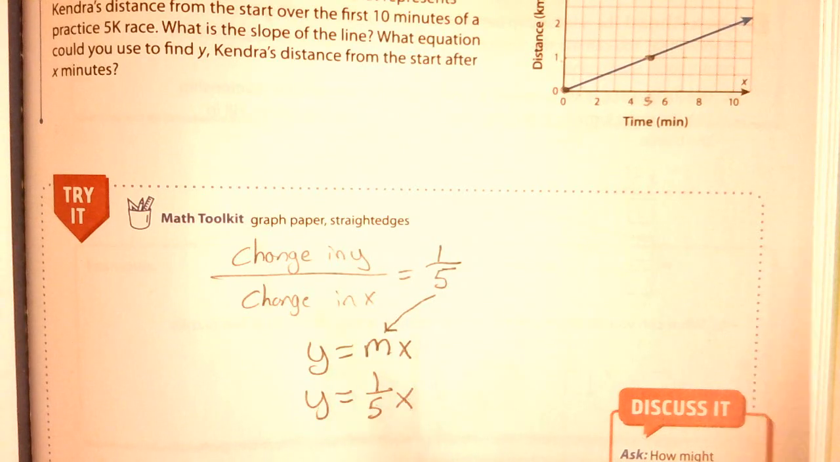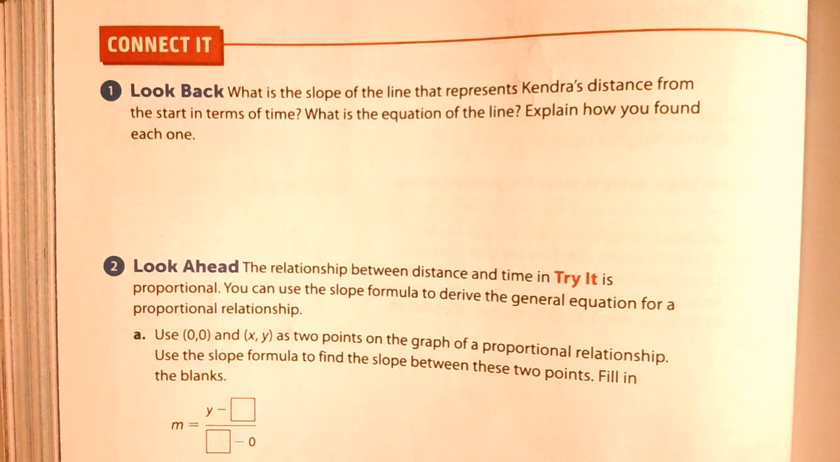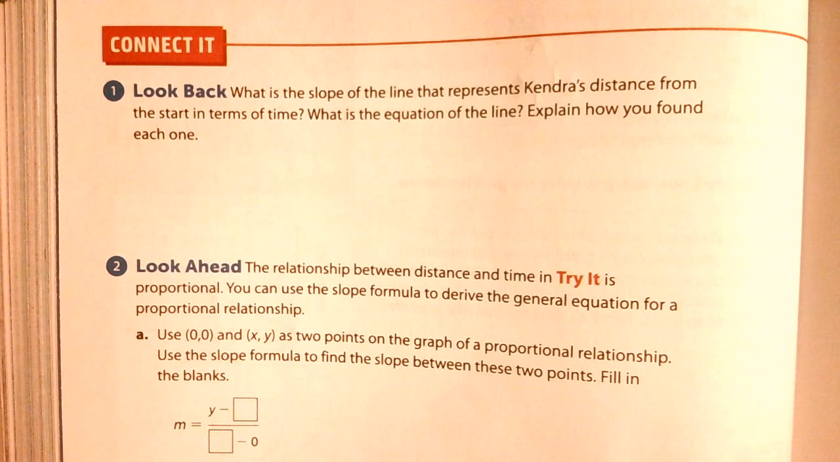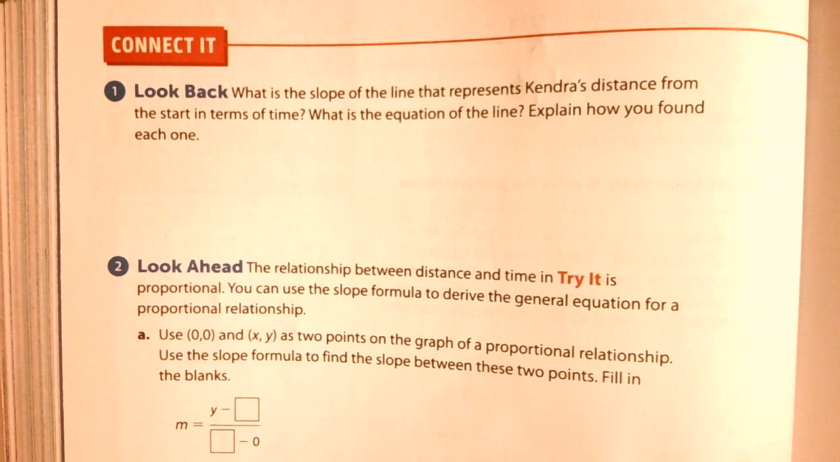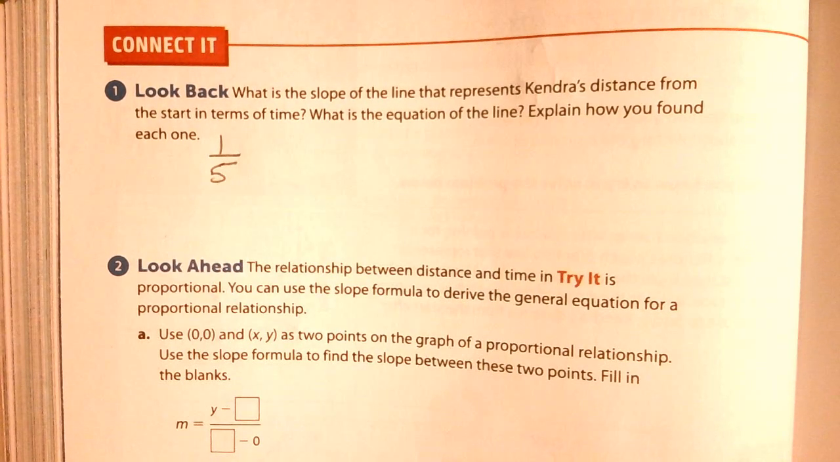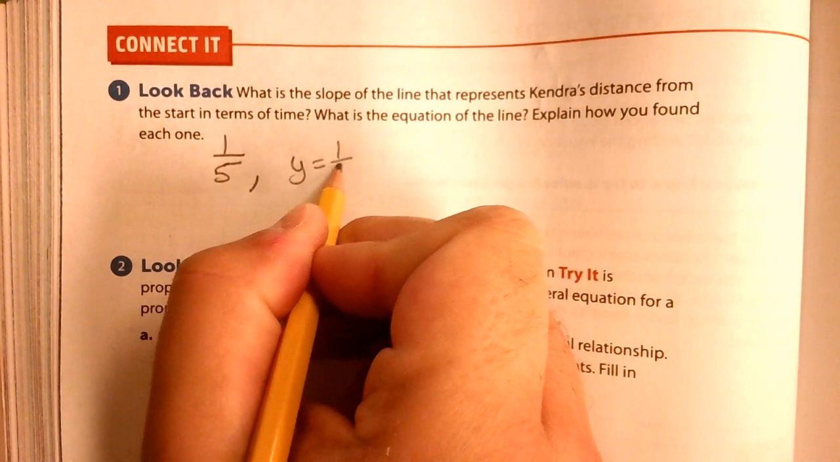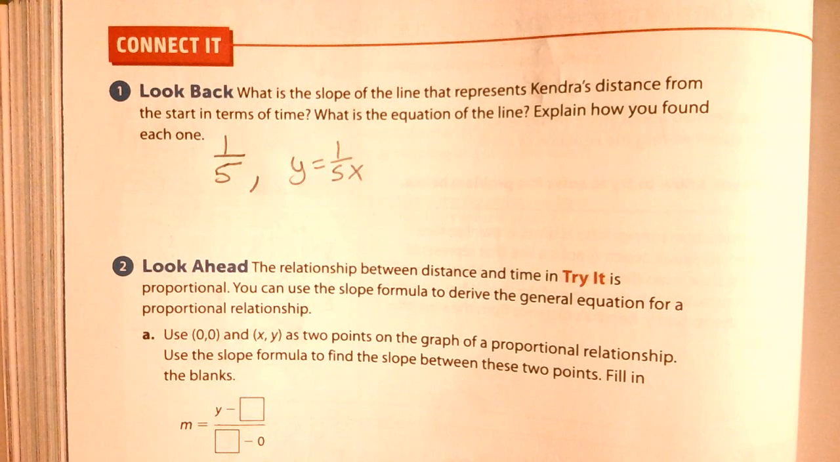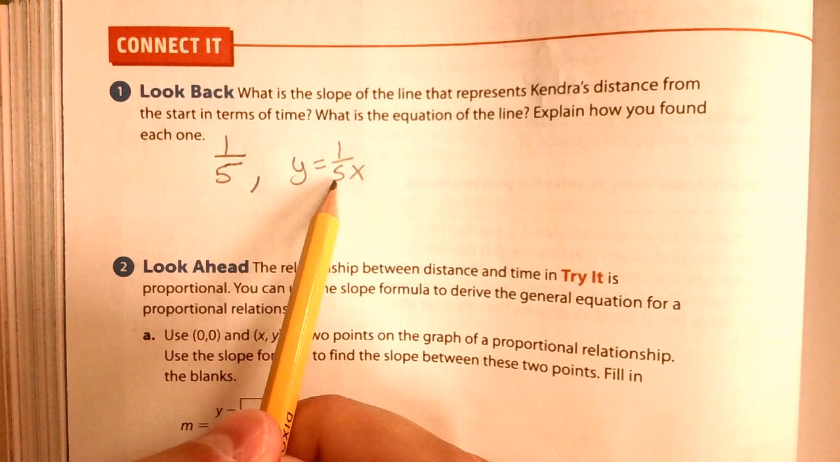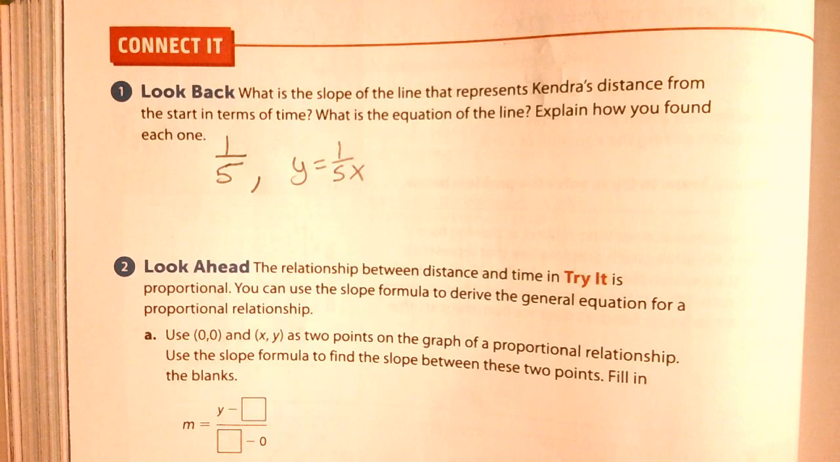All right, so now we're going to go to the next page, and we're going to answer some questions about this. It says, what is the slope of the line that represents her distance from the start? Well, we just did that, right? So her slope is 1/5. And then it says, what is the equation of the line? Well, that's y equals 1/5 x, and explain how we found each one. Well, we started with finding the slope, and then we just plugged it into y equals mx. Really, that's all we have to do for that.